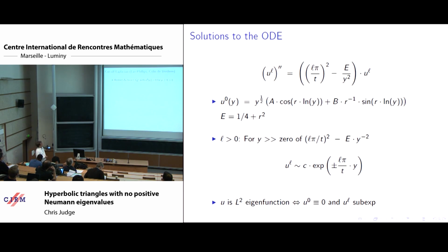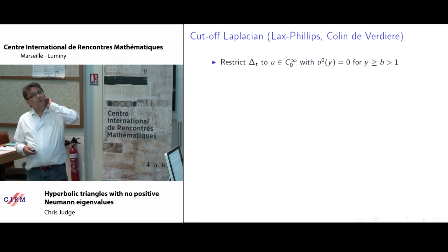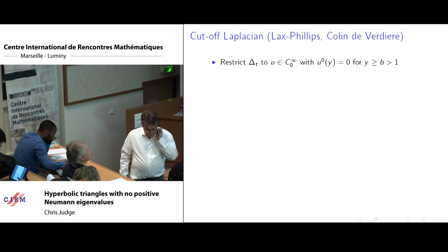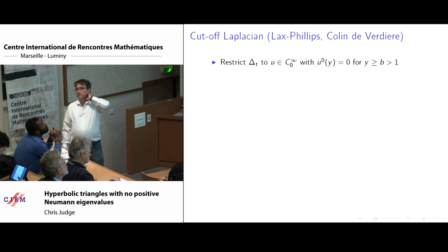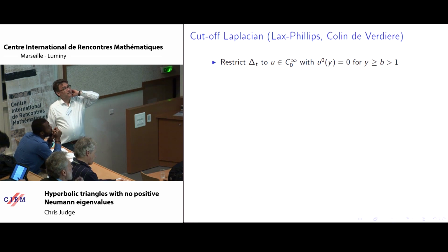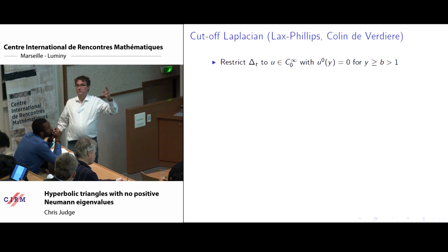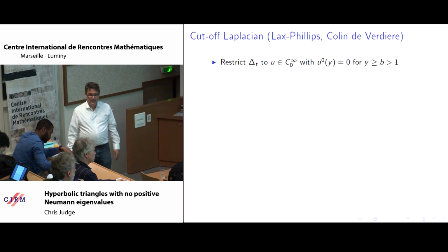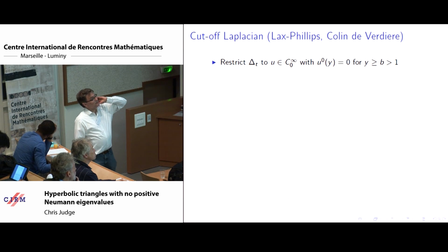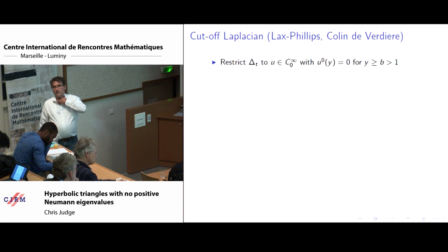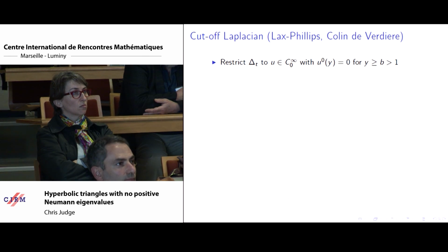Okay, now we've moved past Selberg and into Lax, Phillips, and Colin de Verdier. In some ways they wanted to avoid continuous spectrum, or to work around it. And in order to do this, they have this nice construction originally due to Lax and Phillips of creating an operator which is like the Laplacian, which is compactly resolved and therefore has discrete spectrum.